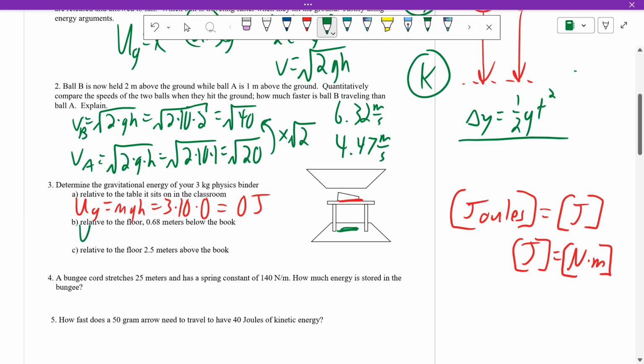All right, U sub g relative to the ground is equal to mgh as well, so 3 times 10 times 0.68, that's how high we are above the ground. We get 20.4 joules. Now the last one asks, what about the energy change needed for the book to go from where it is to the ceiling 2.5 meters above it? I'll give you a second to try this out and see what you get.